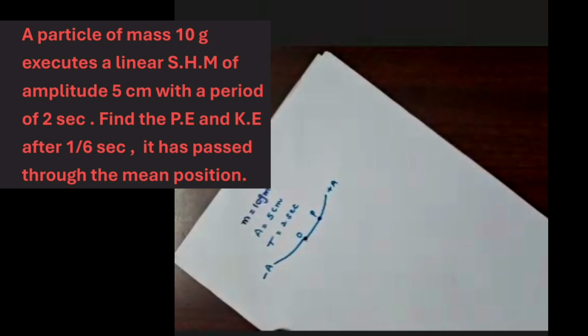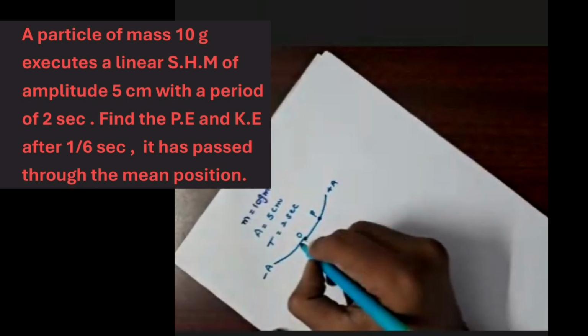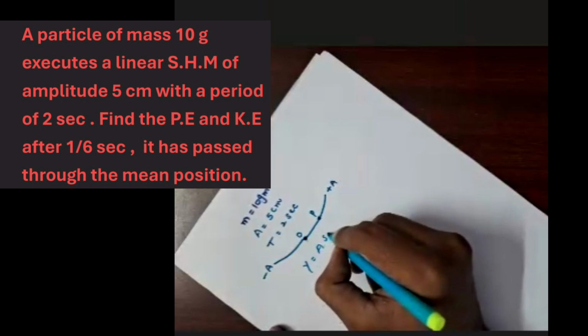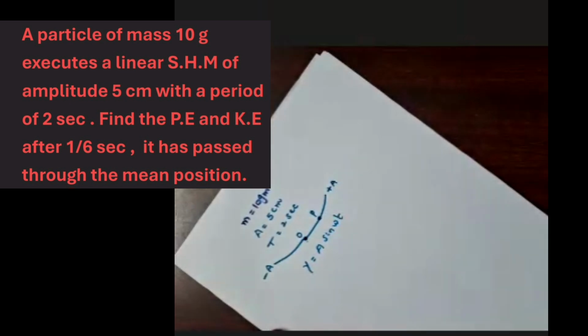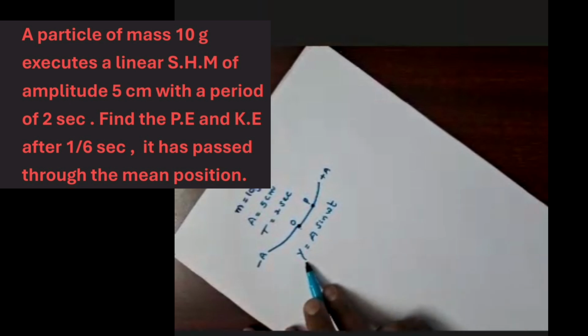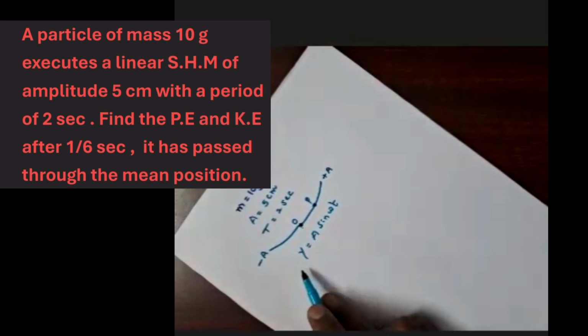For that purpose, once the particle is moving from the mean position, we immediately take the displacement y is equal to a sine omega t. Remember this carefully. Once the particle starts from the mean position, or keywords like that are given in the problem, we need to consider y is equal to a sine omega t. This is the displacement of the particle. The rate of change of displacement is called velocity. If you differentiate this, you will get the velocity.